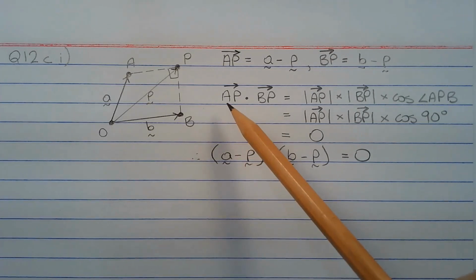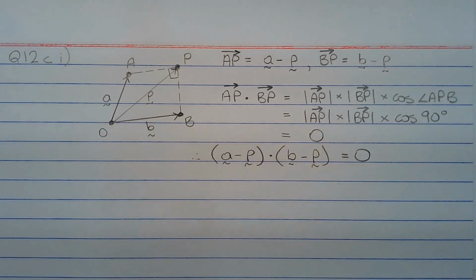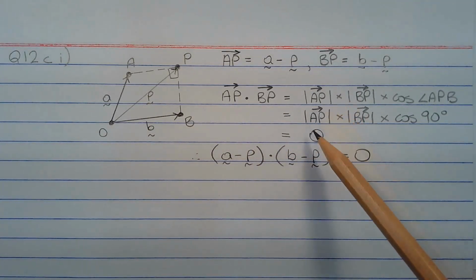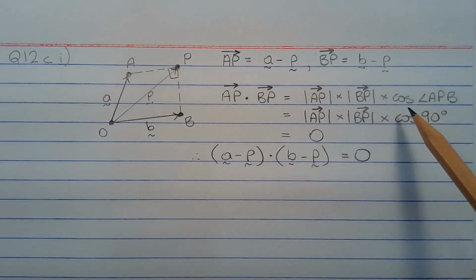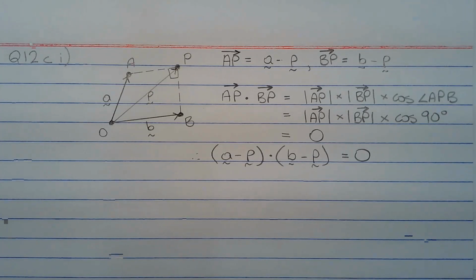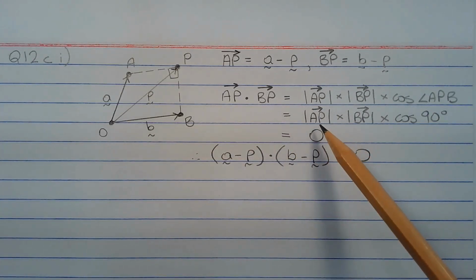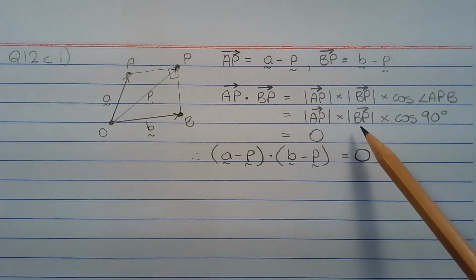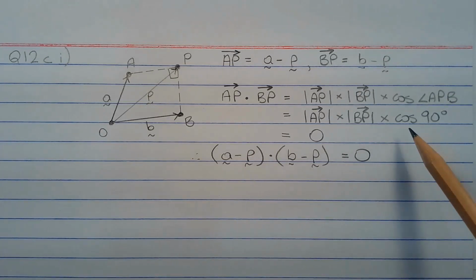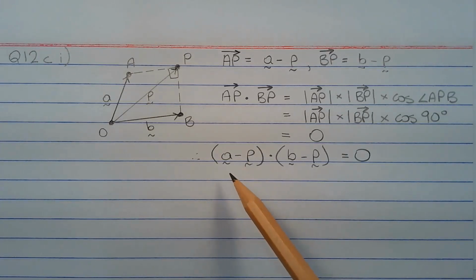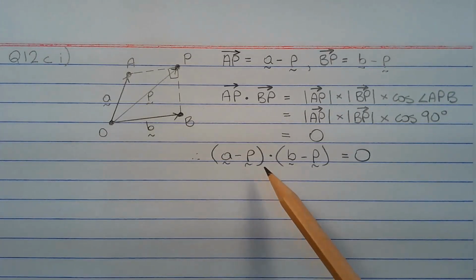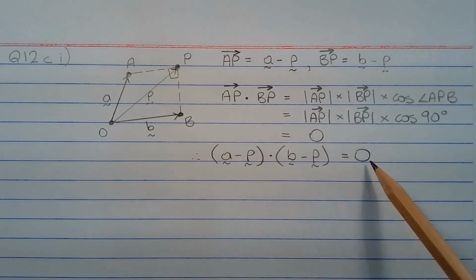Now the dot product of vector AP and vector BP is equal to the magnitude of vector AP multiplied by the magnitude of vector BP multiplied by the cosine of angle APB, which equals the magnitude of vector AP multiplied by the magnitude of vector BP multiplied by the cosine of 90 degrees, and cos of 90 degrees of course is 0. Therefore, the dot product of vector A minus vector P and vector B minus vector P is equal to 0.